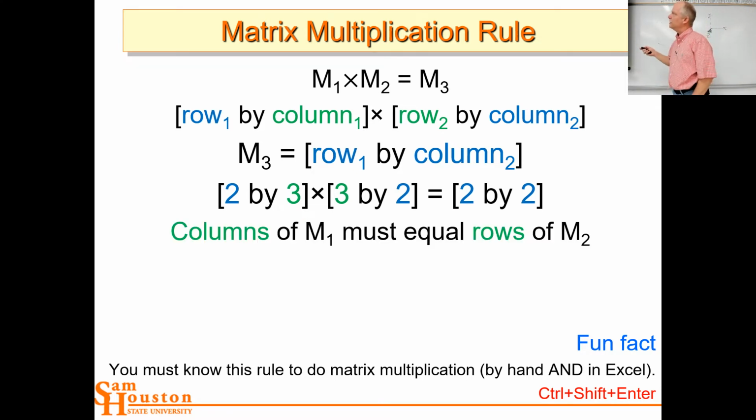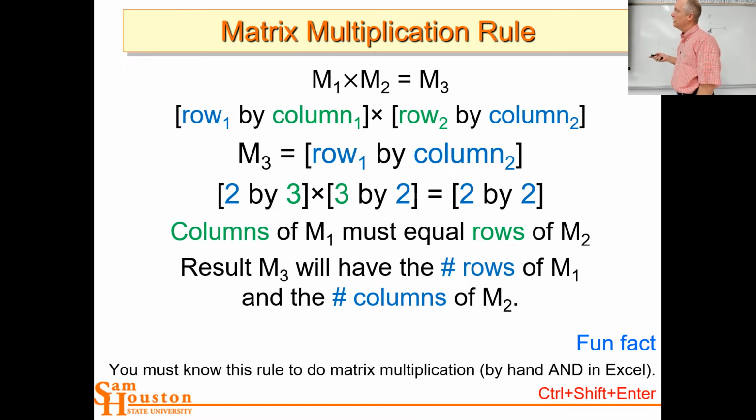And so if you notice this, a 2 by 3 can be multiplied by a 3 by 2, and the result will be a 2 by 2. And that's what we saw on the previous slide. And then these columns, the inner columns and rows have to match. The 3s, that they satisfy that rule.